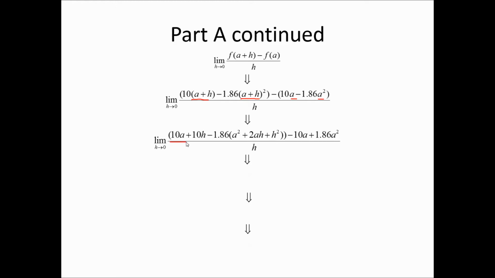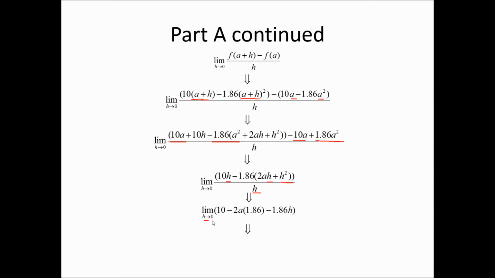We notice that 10a cancels out, as does the 1.86a squared. This leaves us with 10h minus 1.86 times 2ah plus h squared, over h. Each of these terms has a common h, thus we can divide through by h to get rid of the fraction, leaving us with 10 minus 2a times 1.86 minus 1.86h.